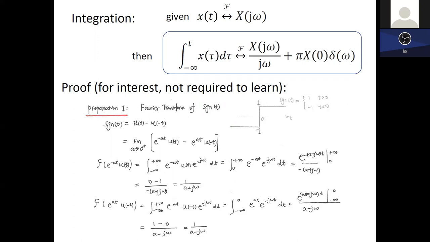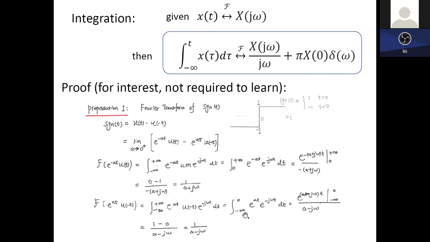For a positive, when t goes to infinity, this exponential goes to zero. Therefore, the first term in the numerator is zero. The second term, when t is zero, is one. So we calculated the Fourier transform of the first term. And we can calculate the Fourier transform of the second term in a similar way.